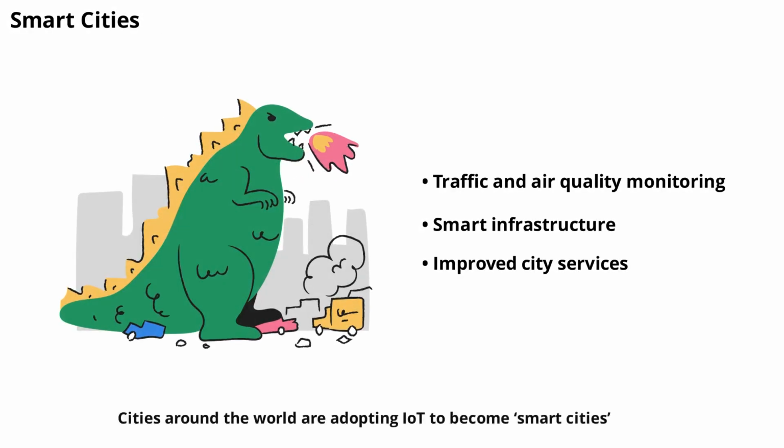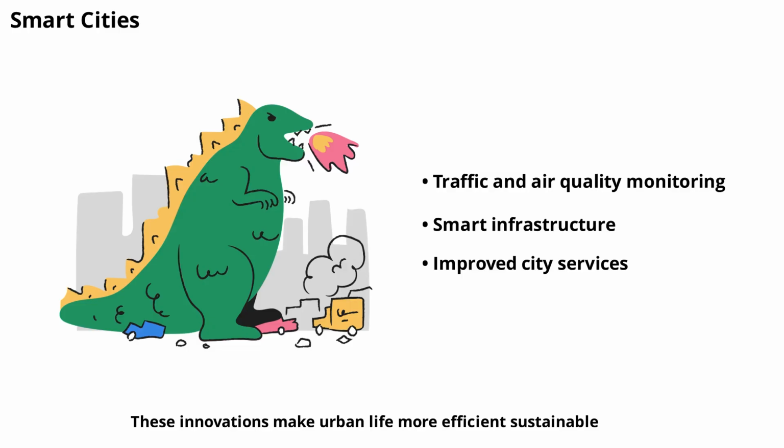Cities around the world are adopting IoT to become smart cities. Sensors monitor traffic, air quality, and energy usage, helping city officials make better decisions. Smart streetlights adjust brightness based on activity, and waste bins signal when they need to be emptied. These innovations make urban life more efficient, sustainable, and comfortable for residents.